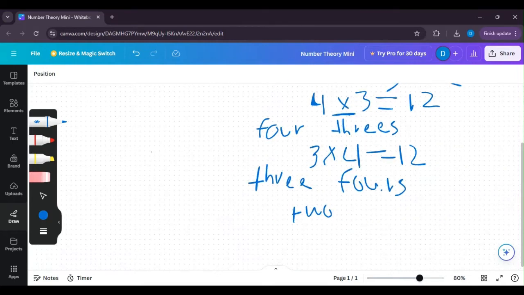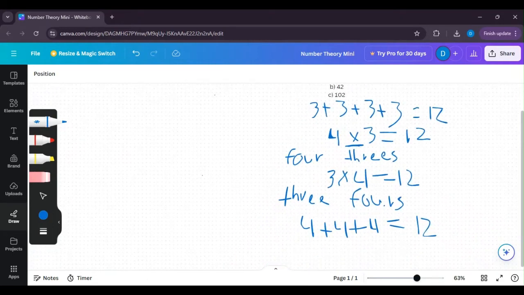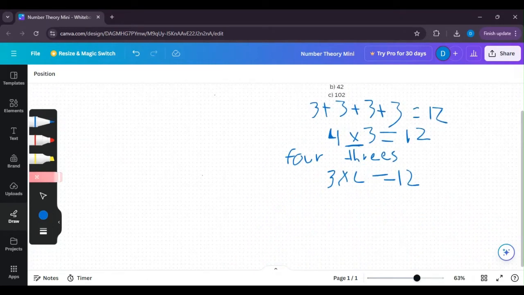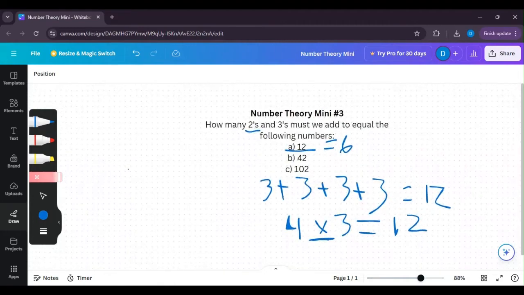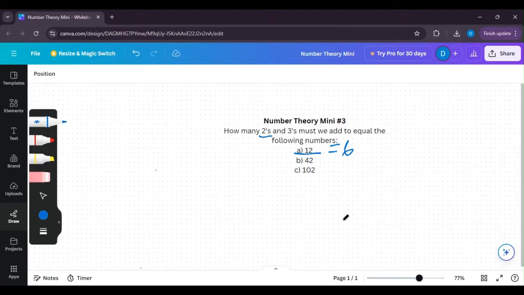And we can see this. If we have 3 fours, 4 plus 4 plus 4, and we have 12 as well. 4 plus 4 is 8, 8 plus 4 is 12. So there's 4 3's that we need to add to equal 12. So the answer to the second part of the problem is just 4. 4 3's to add up to 12.